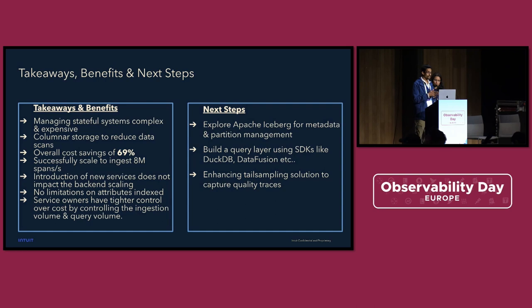And we have been able to successfully scale from 500K TPS to 8 million TPS without any manual intervention, without any pre-scaling of any of our systems. So the system is able to automatically scale out and scale in when the traffic grows and traffic comes down. And introduction of new services is straightforward. Service owners have better control over their cost and so on.